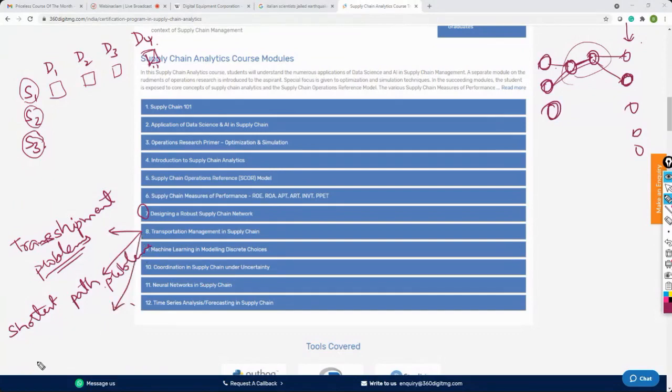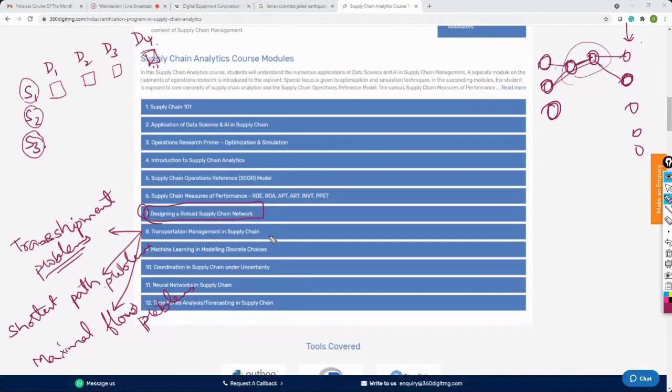Then maximal flow problems. How do I ensure that the maximum quantity flows through specific network routes? We'll understand the generalized network flow problem as part of this network, and we'll also understand the minimum spanning tree problem. These are the various things that you're going to understand.